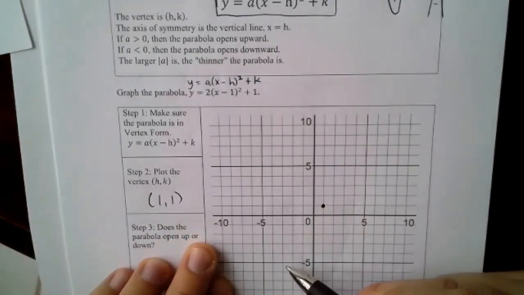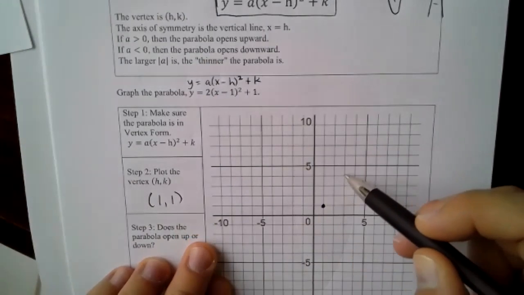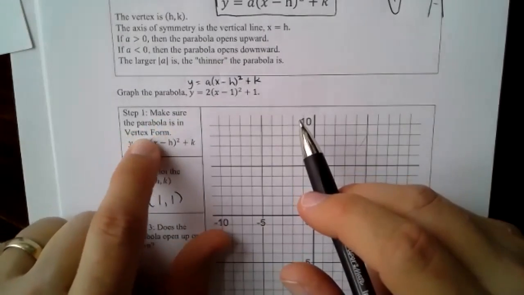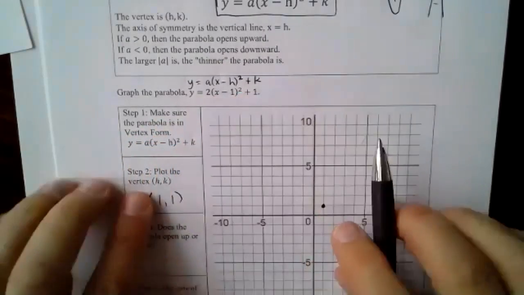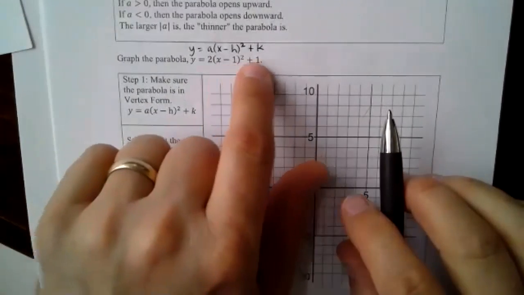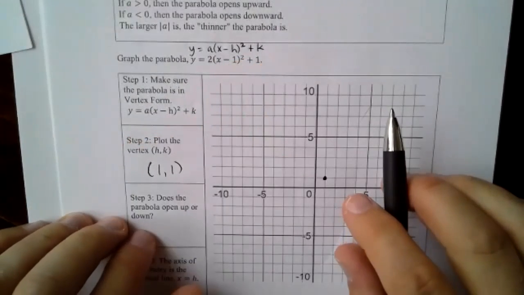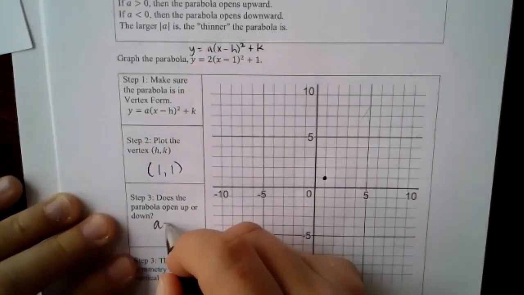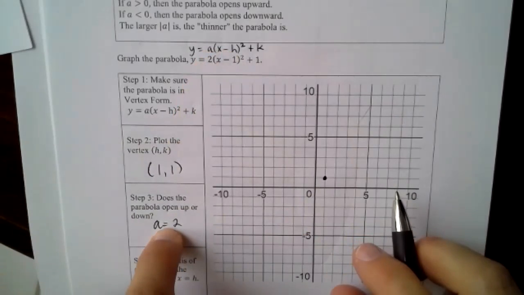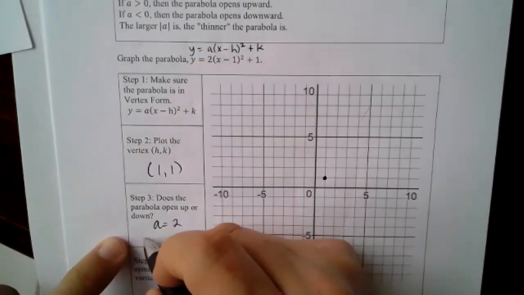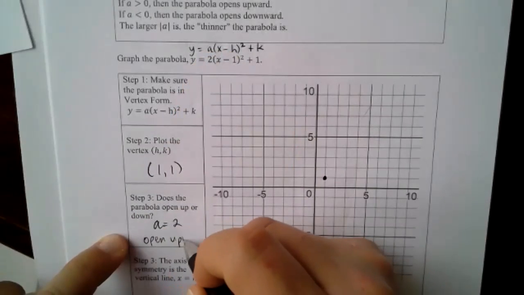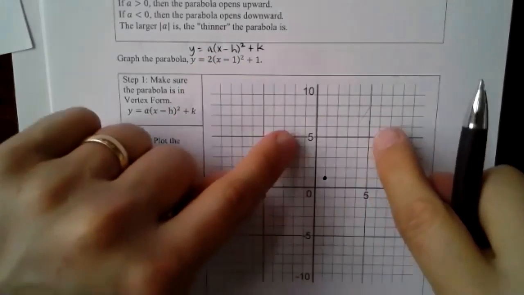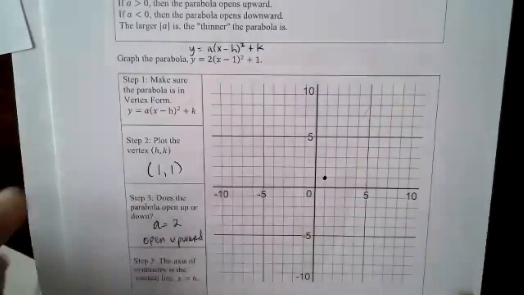Now here's the deal. Is this going to open downward or is it going to open upward? All right, if we go over here and look at a, it says make sure the parabola is in the form, and it is. And then plot the vertex (h, k). Well, we just found (h, k) was (1, 1). All right, does the parabola open up or down? Well, if you look, a is equal to 2. Now, not only is this going to open upward, but it's going to be a pretty wide graph. It's going to be more spread out, okay?